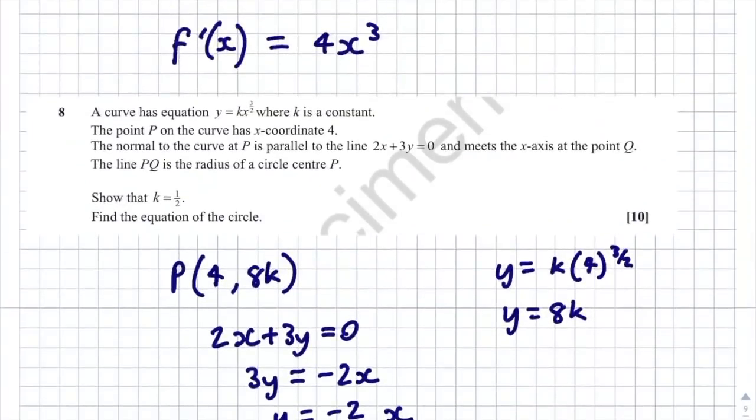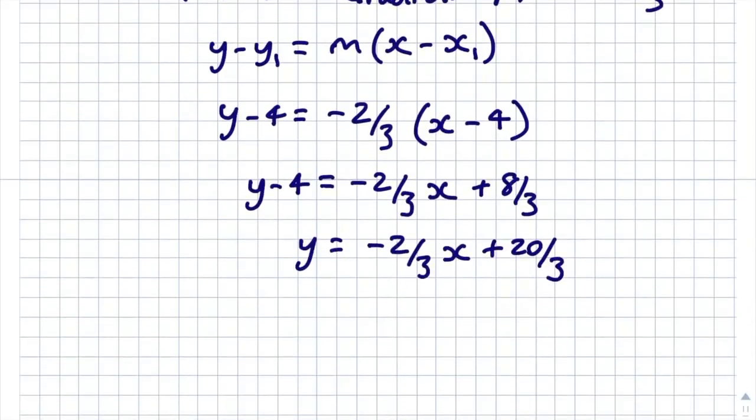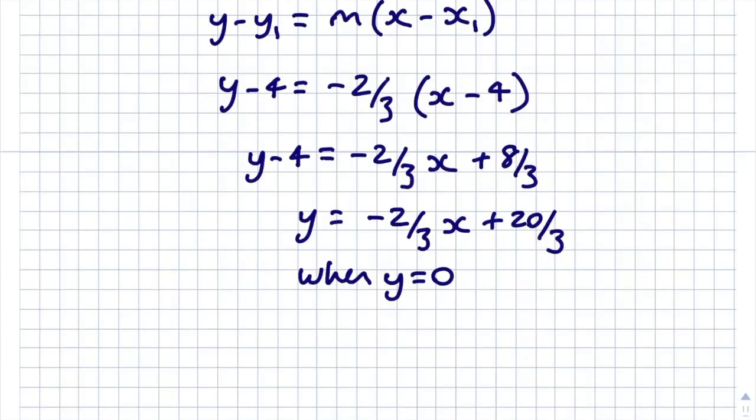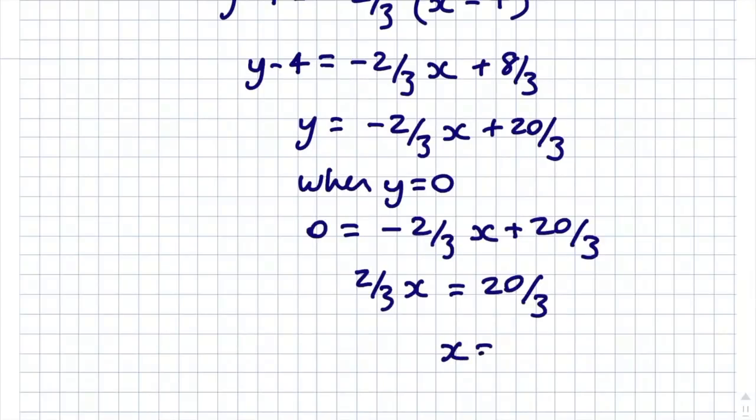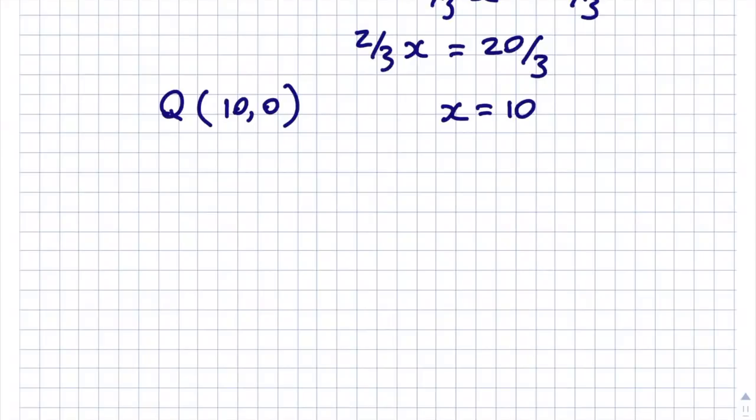Now remember, we're told in the question that the normal to the curve meets the x-axis at the point Q. Well, it meets the x-axis when y equals 0. So when y is equal to 0, we can say that 0 equals minus 2/3 of x plus 20/3. Then we can solve to get 2/3 of x equals 20/3. So x therefore equals 10. So the point Q has coordinates 10, 0.